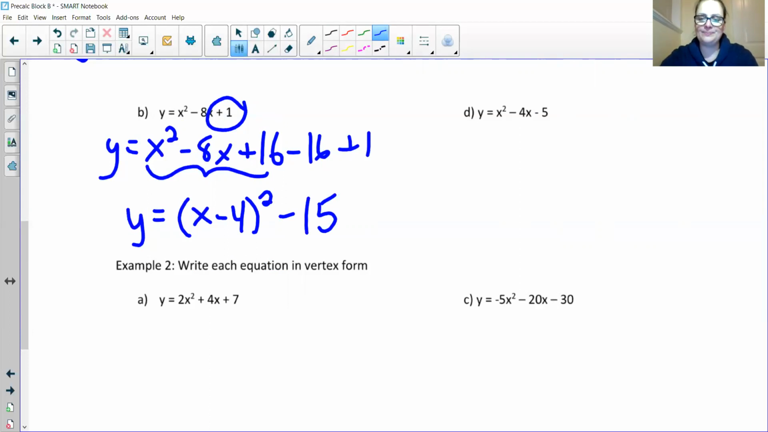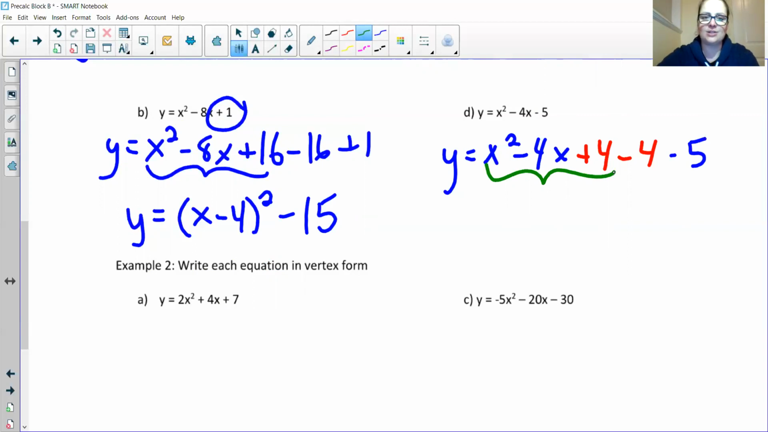And then the next one, y equals x squared minus 4x. I'm going to color code this a little bit. And half of -4 is -2. -2 squared is +4. But we're also going to subtract 4. So overall, we're adding 0 to that side. And minus 5. Okay.